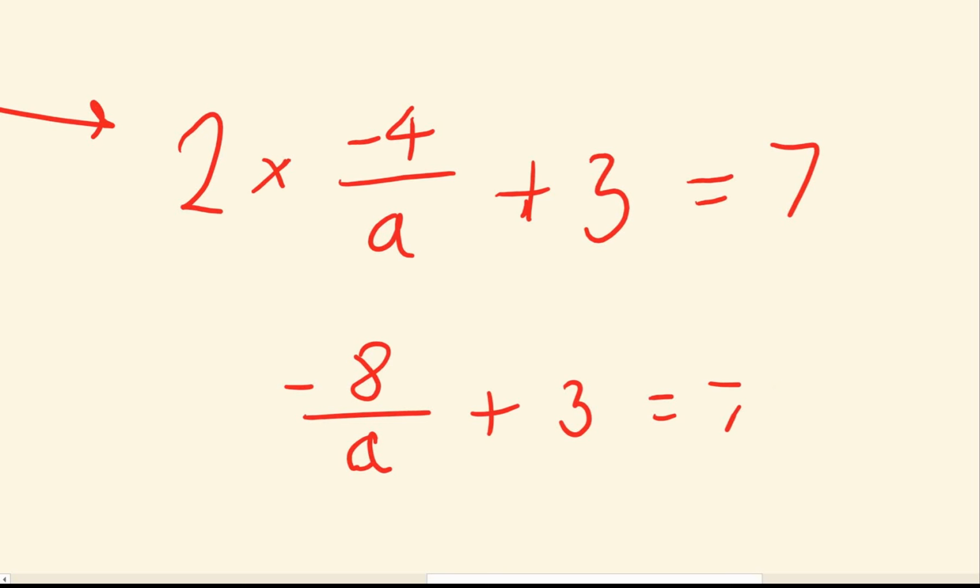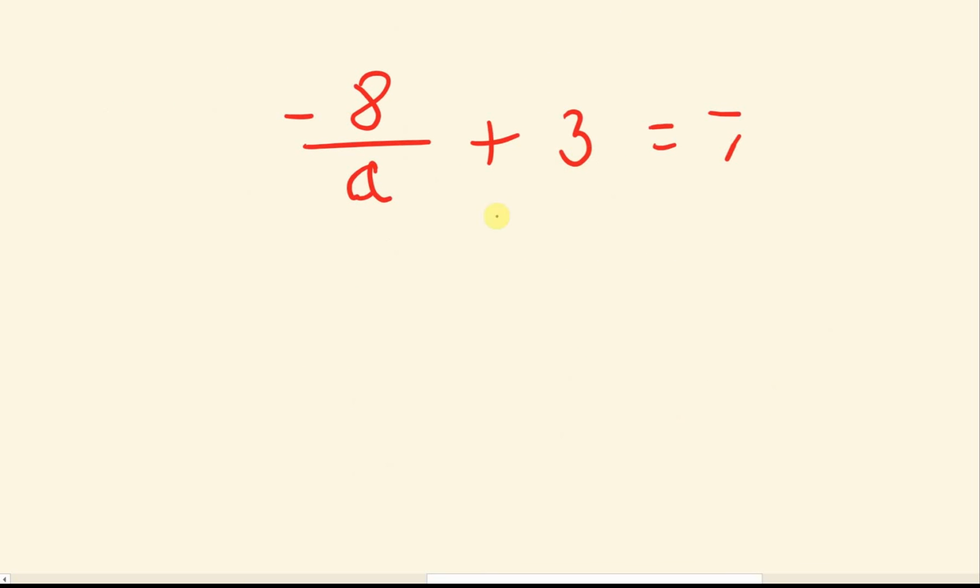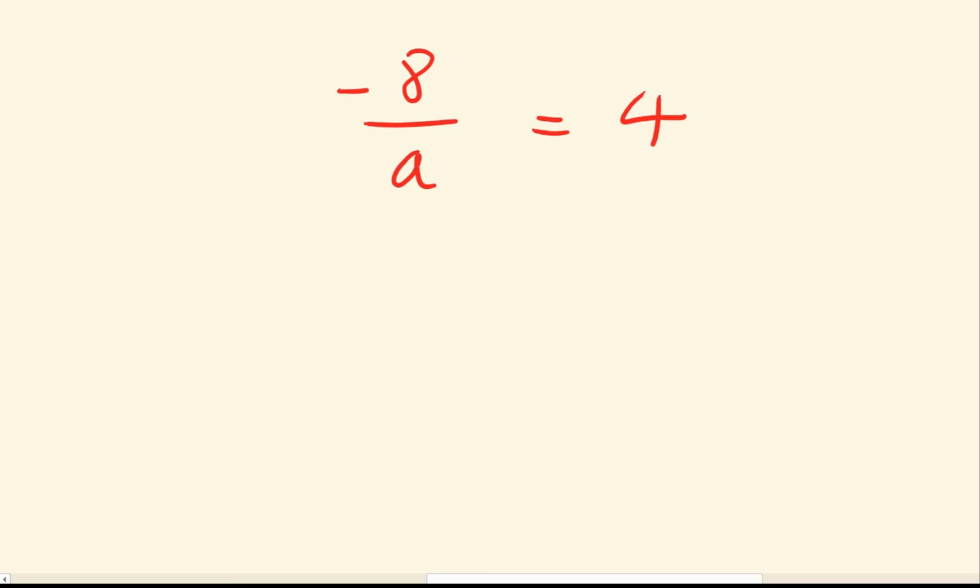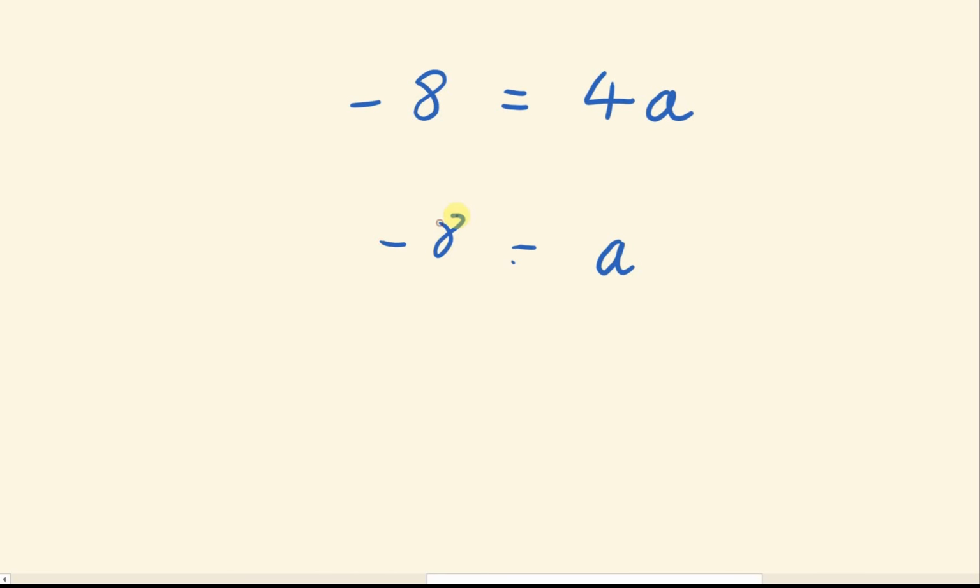plus 3 equals 7. We want to get rid of the plus 3, so the opposite of plus 3 is minus 3, so this must equal 4. Then you want to work out what a equals. We have it divided by a. The opposite of dividing by a is timesing by a. So minus 8 must equal 4a. And then to get a by itself, we want to divide by this 4 here. So a equals minus 8 over 4, which is just minus 2.